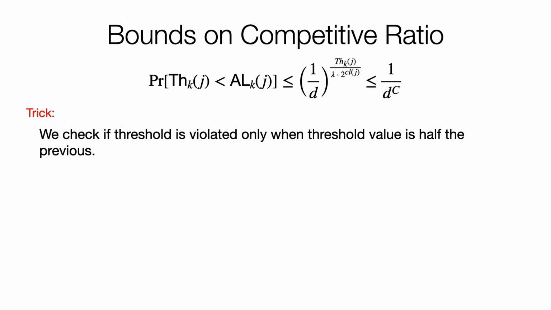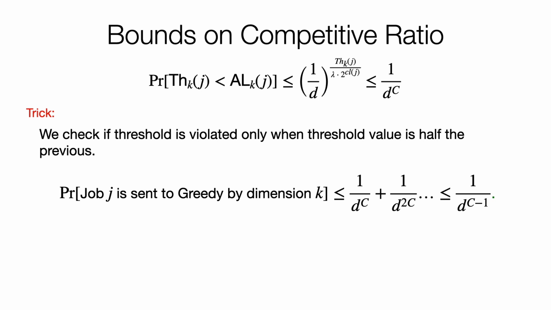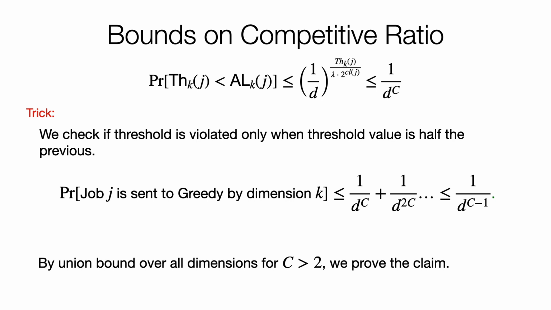So we have this equation. We're going to use this trick that we checked for these thresholds only when these thresholds were reducing by a half multiplicative factor. So because of this, if we start with some probability, we know that totally the probability that this job is sent to greedy by any dimension k is going to form a geometric series by union bound. This bound is over the number of times we try to reinsert job j because of other deletions. The total probability does not exceed 1 by d raised to c minus 1. So for any c greater than 2, with union bound over all dimensions, we prove the claim.